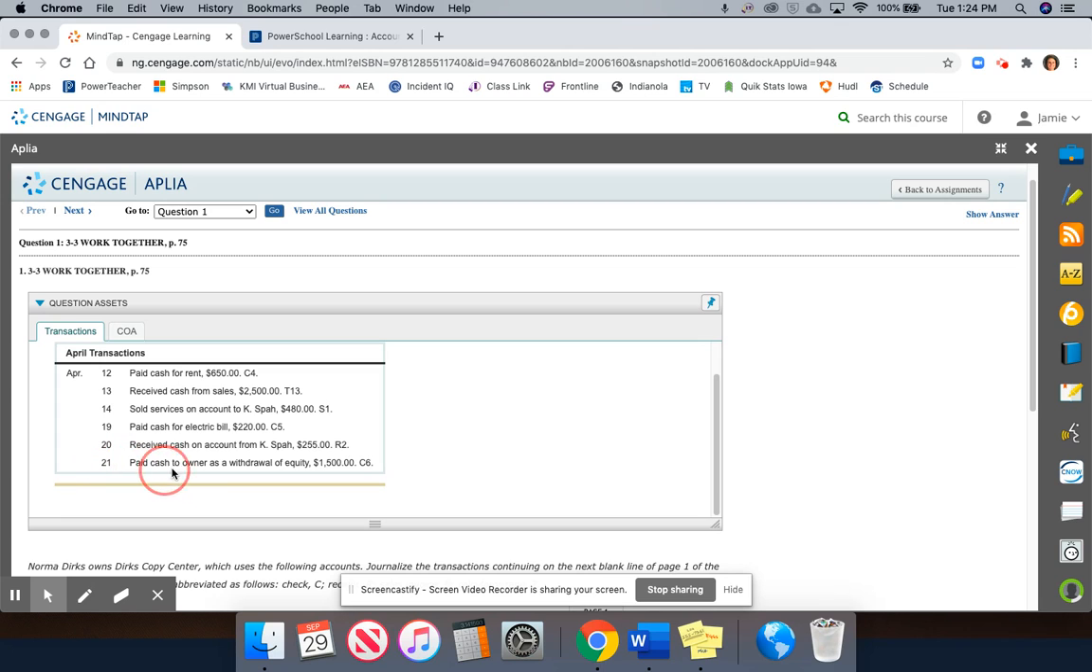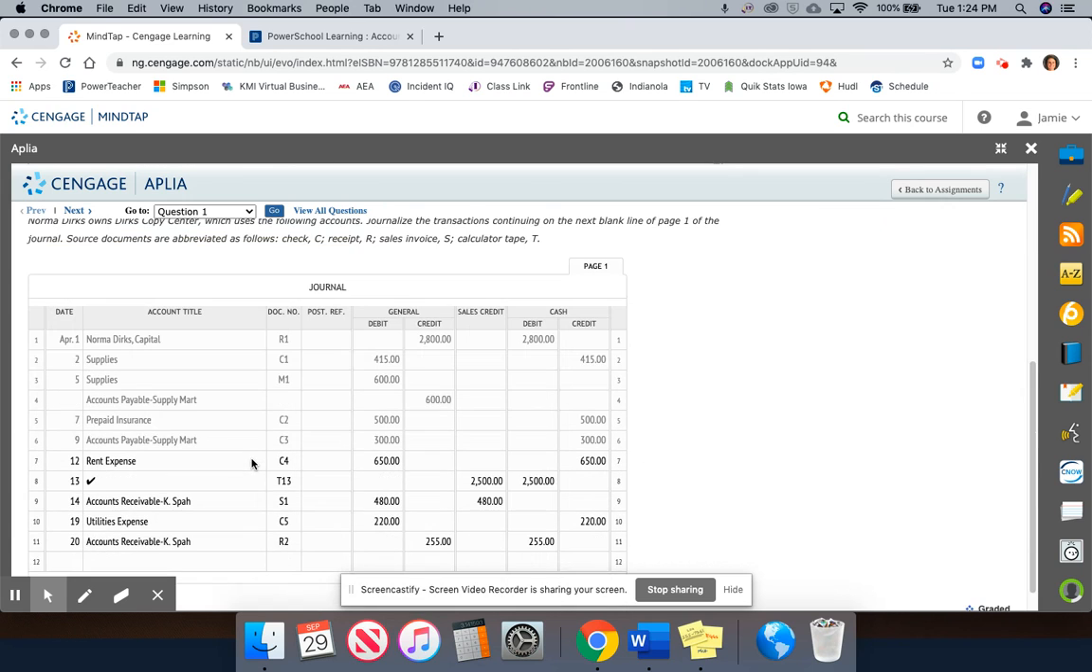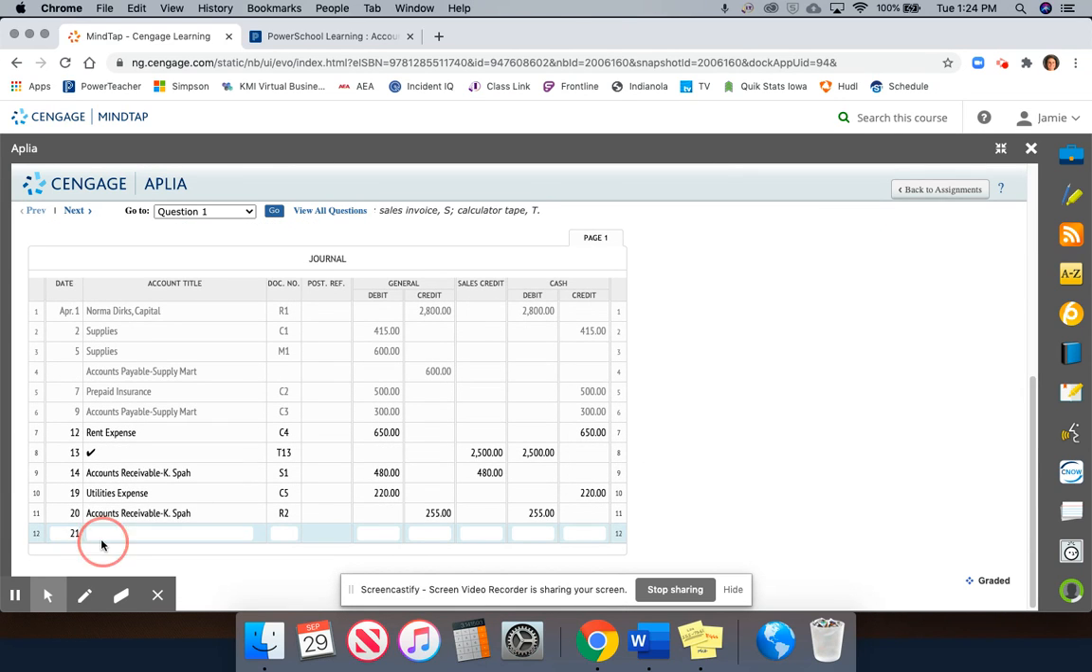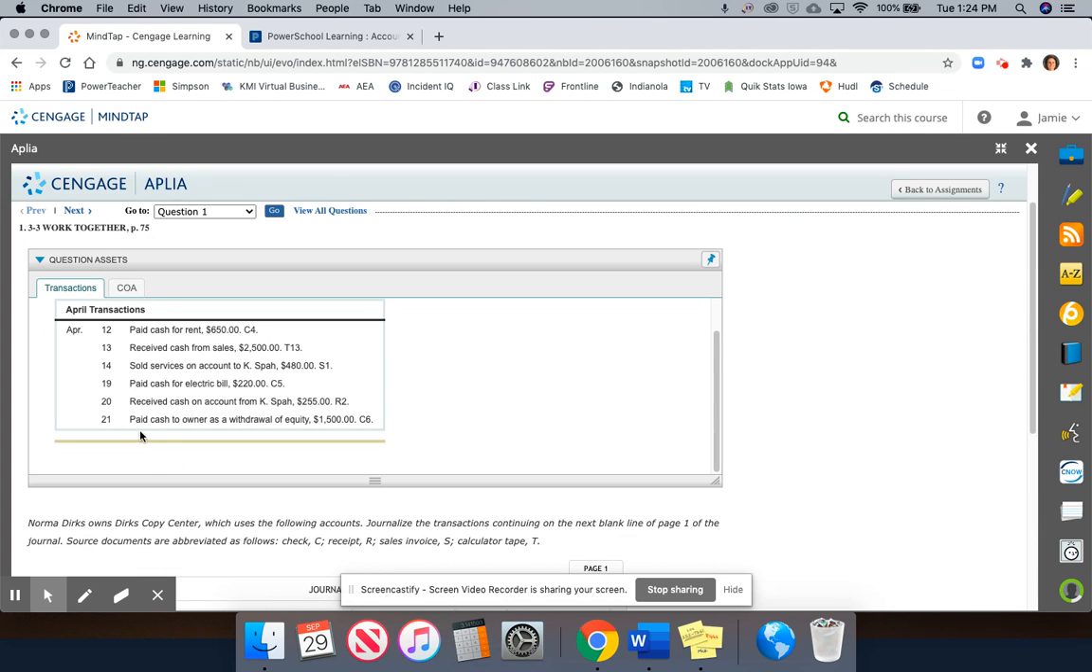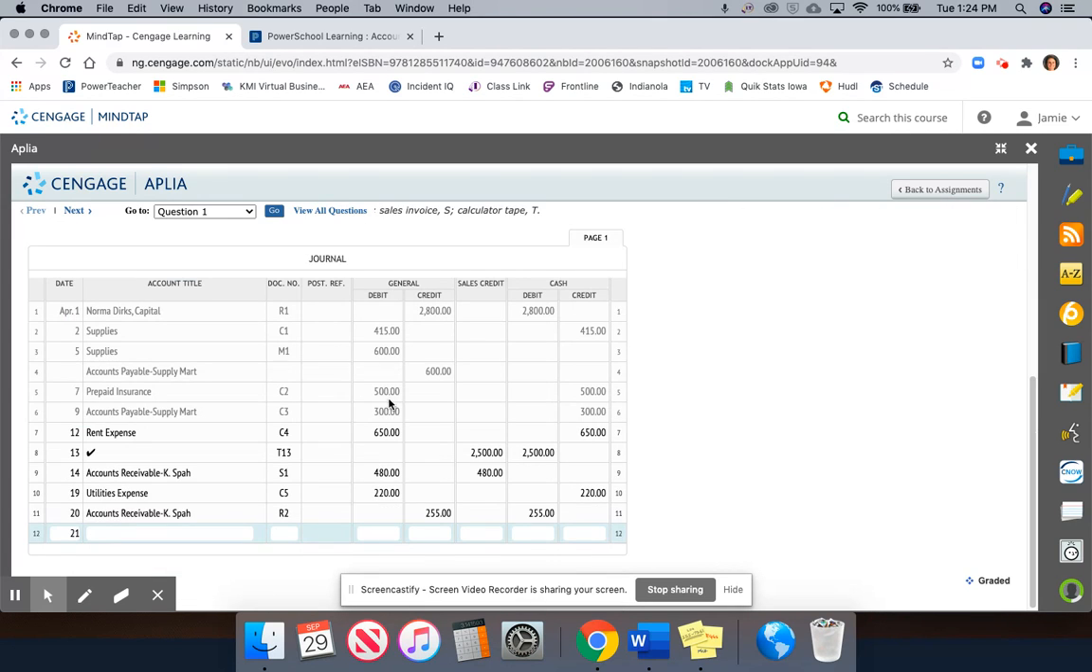Finally, on the 21st, we paid cash to owner as a withdrawal of equity, $1,500. So this is a situation where the owner, Norma Dirks, has been making money with her company, so she's going to give herself a paycheck, making a withdrawal of cash. So on the 21st, paid cash to the owner, check 6 for $1,500. Check 6, wrote a check, so I'm going to credit cash, $1,500. And then we have Norma Dirks, drawing. She withdrew money. We always debit the drawing for $1,500.